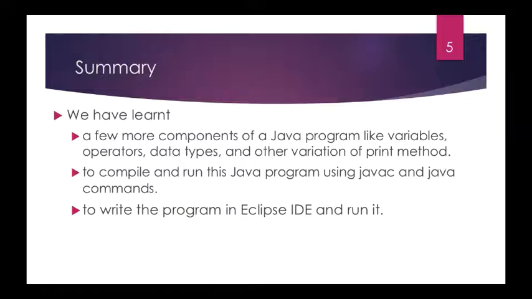To summarize, we have learned about a few more important components of a Java program. We have looked at variables, assignment operators, data types, and other variations of the print method. We have also compiled and run this Java program using the javac and java commands, and also run this program in the Eclipse IDE.